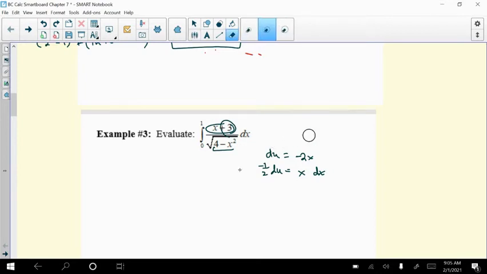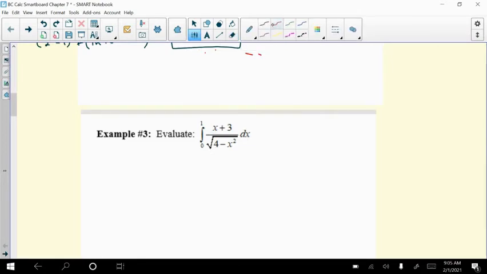So I'm going to go ahead and erase this, and I'm going to break this up into a sum of 2 integrals. That's our next strategy. So it's still going to be the integral from 0 to 1. We'll leave x divided by the square root of 4 minus x squared dx, plus the integral from 0 to 1 of 3 divided by the square root of 4 minus x squared dx.